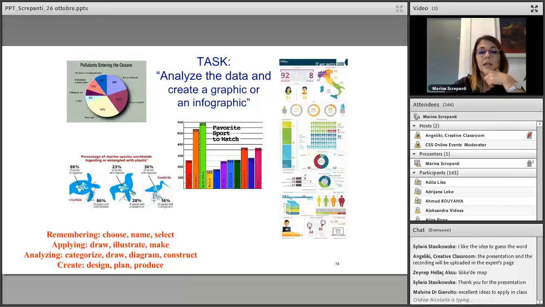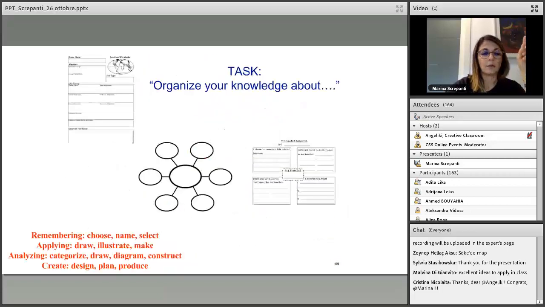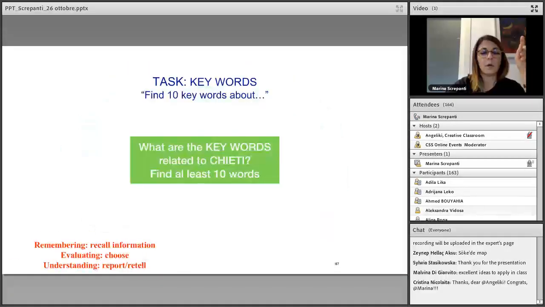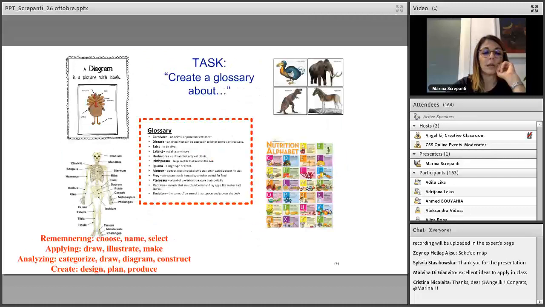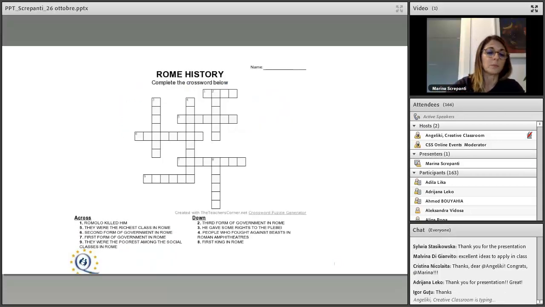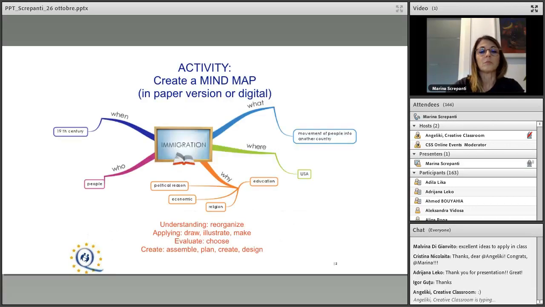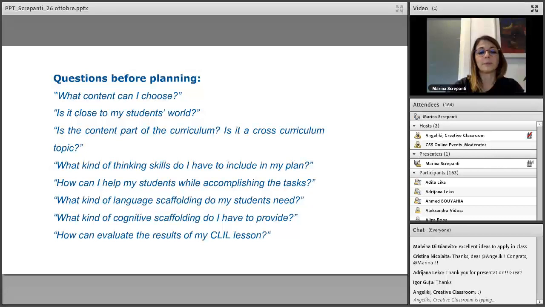Or analyze the data and create a graphic or an infographic. Or create a crossword. I go back a few slides. If you ask your students, for example, to find keywords, you can ask them to create a crossword with the keywords that they found before. This is just an example. You can also use a web tool for this. Or this is a mind map.